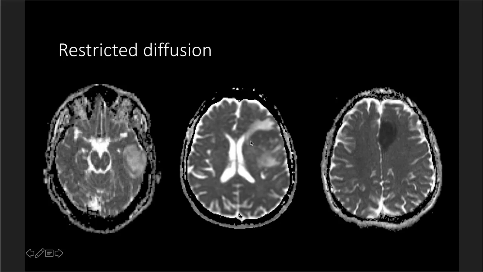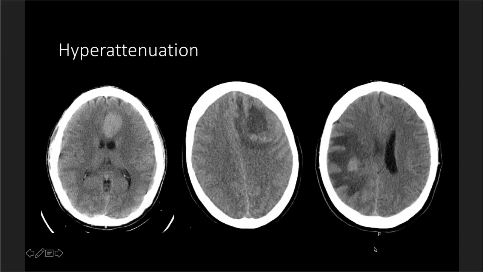So this area is dark on the ADC map, and that's restricted diffusion. It's a little bit darker than the brain parenchyma. And then finally, we have a tumor with very intense restricted diffusion here that's much darker than the brain parenchyma. Most of the tumors that we see that have restricted diffusion are going to be of the milder variety, but some will have this intense restricted diffusion as well.